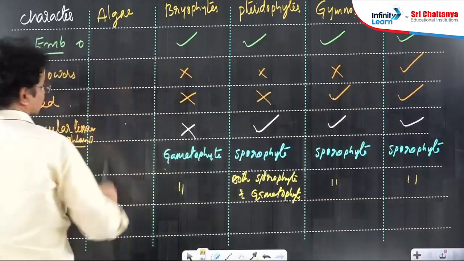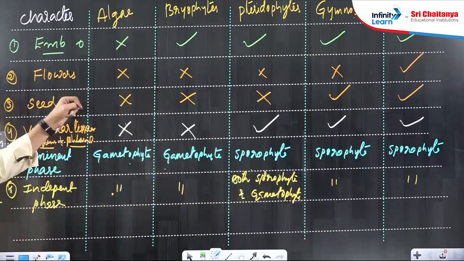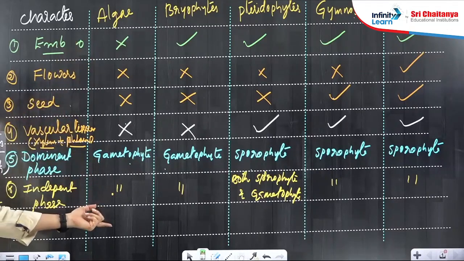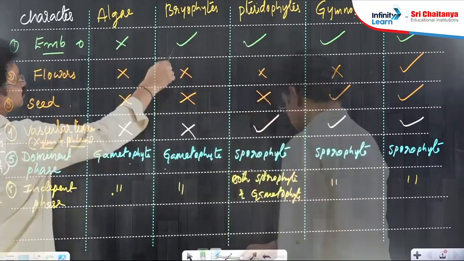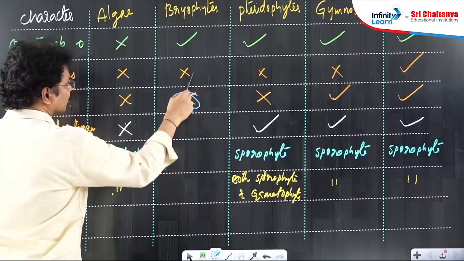Embryo is present or absent in algae? Absent. Flowers absent, seeds absent, vascular tissues absent. What is the dominant phase in algae? Gametophyte. Independent phase in algae? Gametophyte. Each and every point is one question. Okay, good. Likewise, try to fill all the words regarding bryophytes.